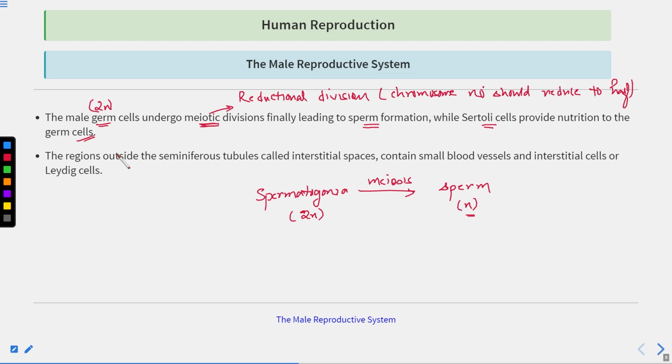Clear? Now the region outside the seminiferous tubules is known as the interstitial space, and it contains small blood vessels and interstitial cells, or the Leydig cells. Let's read it again. We were talking about the region inside the seminiferous tubule. Now let's talk about the region outside the seminiferous tubule. It is known as the interstitial space, and it contains small blood vessels as well as the interstitial cells, which are also known as the Leydig cells.